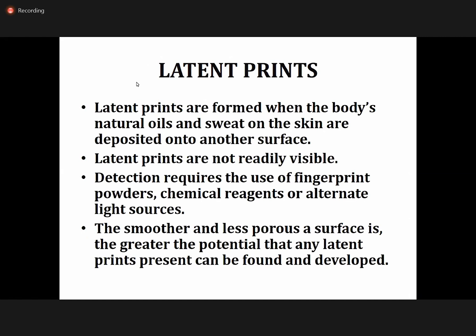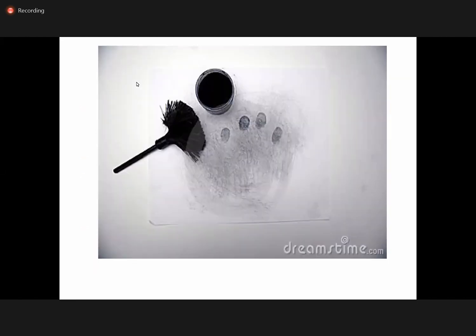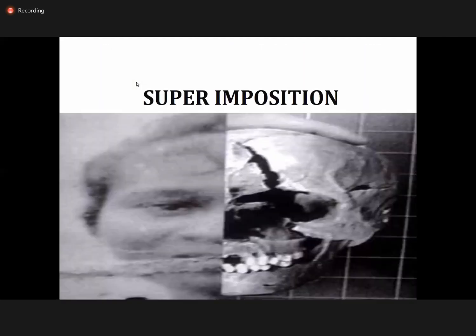Latent prints are hardly seen. They are formed when the body's natural oils in the skin are deposited onto another surface, and they are not really visible. Developing them requires fingerprint powders, which are specific dusting powders. Chemical reagents like ninhydrin and others are sources by which a print may be developed. The smoother the surface, the greater the potential that any latent print present can be developed. These are the means of dusting powders.